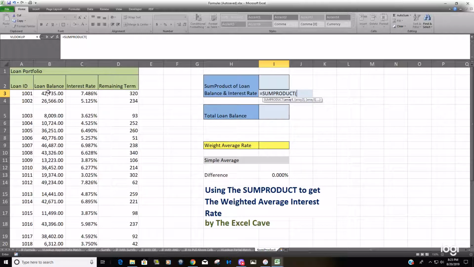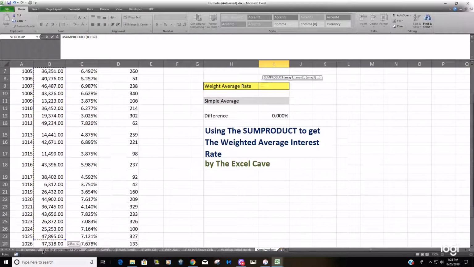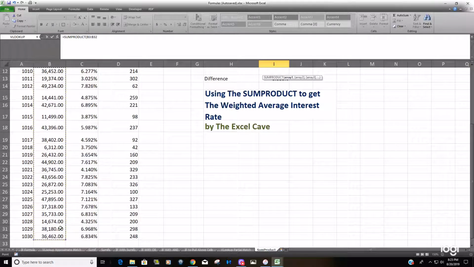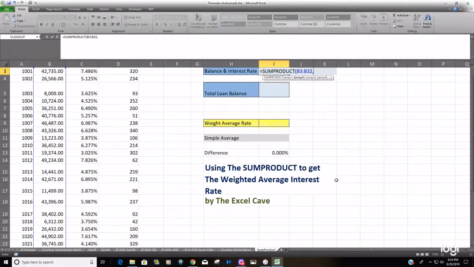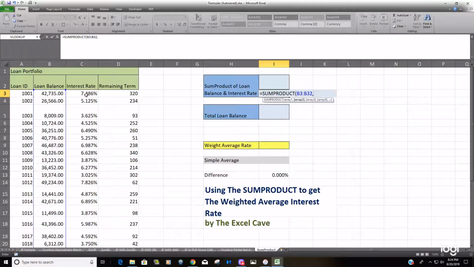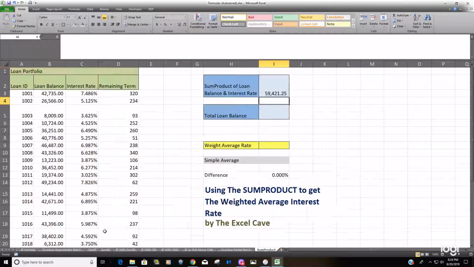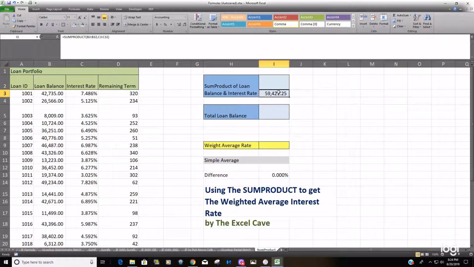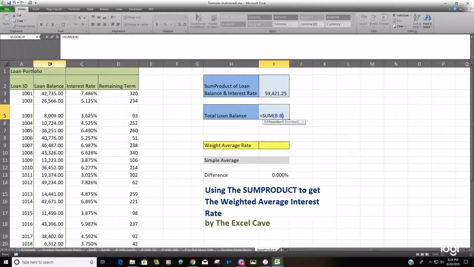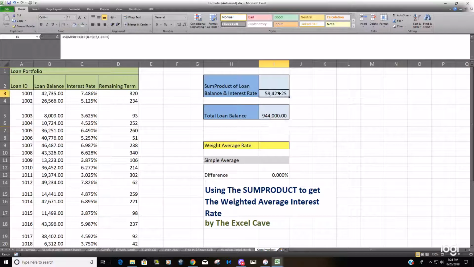So it's pretty straightforward. Array one is loan balance. Array two is our interest rate. Select that. That just gives us a total product of those two ranges. And then to calculate the weighted average rate, all we would need to do is sum up our weighted range of cells, which is our loan balance, and divide that into the SUMPRODUCT.